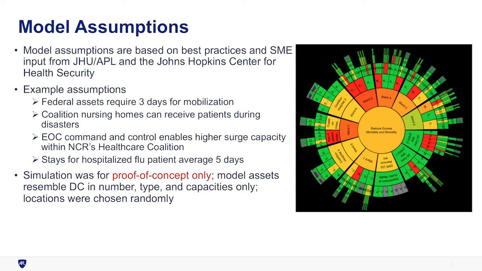We assume that coalition nursing homes could receive patients during a disaster. We assume that emergency operations centers, command and control, ultimately are what's enabling your higher surge capacity within the NCR's coalition. When you mean that coalition nursing homes can receive patients, does that mean that they're being shifted to a different use? Yes. Just saying that if required, they could actually receive some individuals that are maybe flu patients, or if it was a mass casualty event, they could actually receive care.